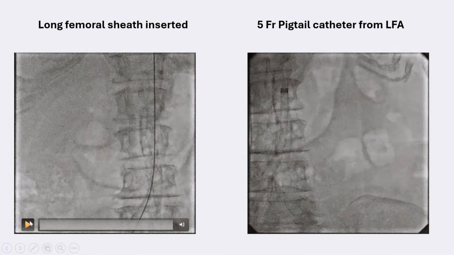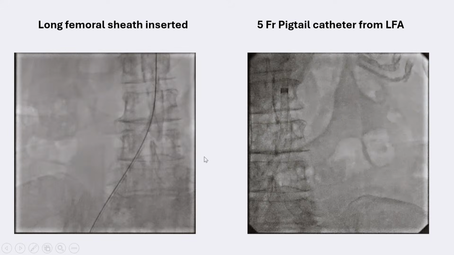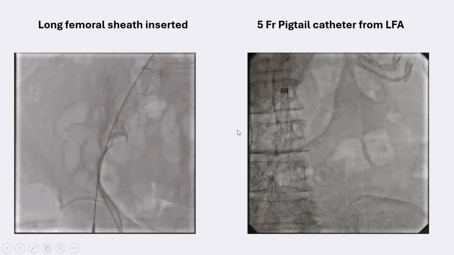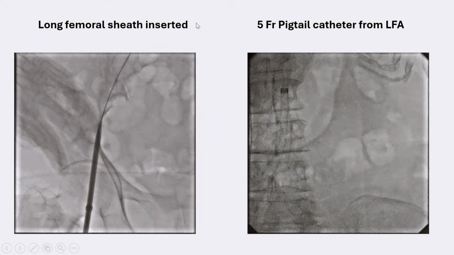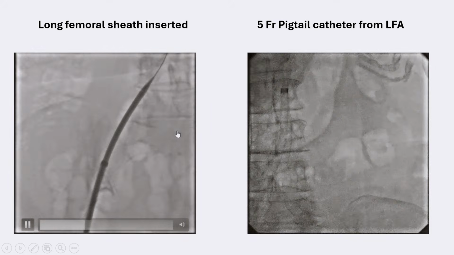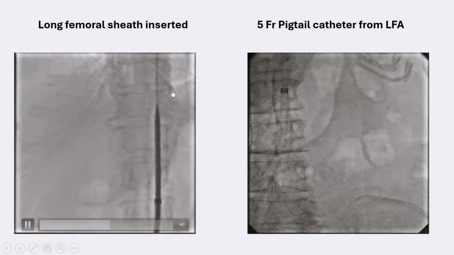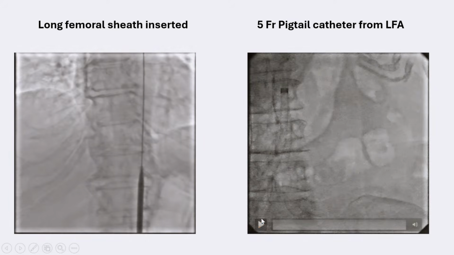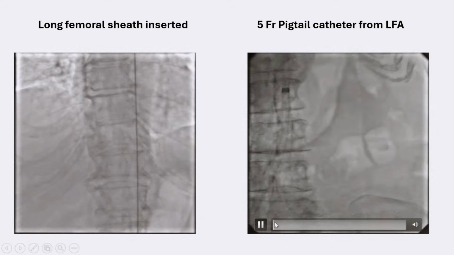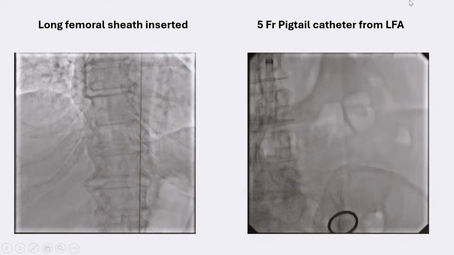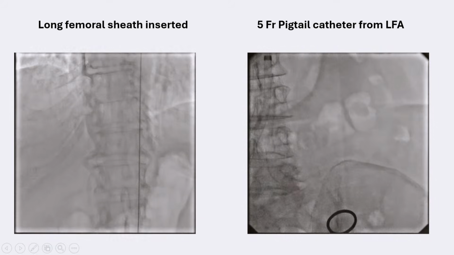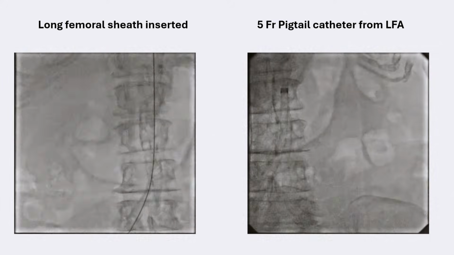Now, after having done the peripheral IVL, our devices and gadgets were very comfortably and very smoothly able to be passed. So we decided to go ahead and take a longer femoral sheath because we needed extra support. So we took a long, around 45 centimeter femoral sheath from the right femoral artery. Then with the 5 French pigtail from the left side, we went and parked it into the aorta.